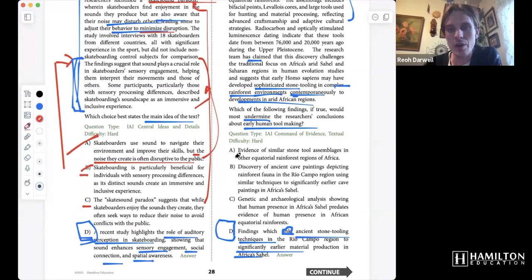Okay. So A doesn't undermine their argument. It just suggests that these things are happening in other rainforest regions.